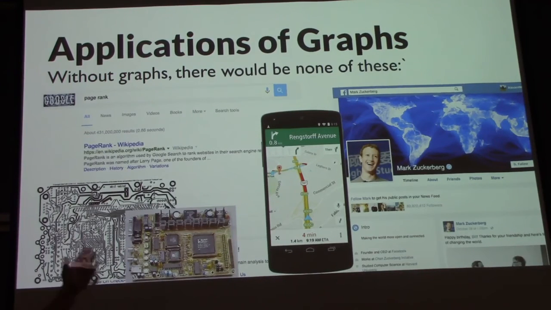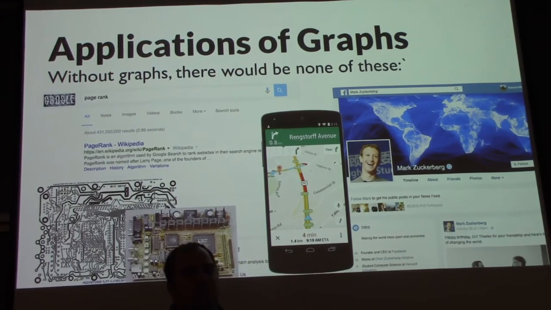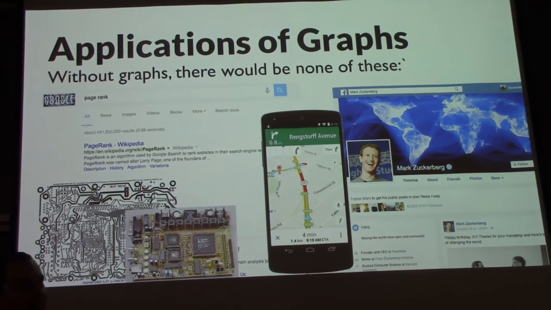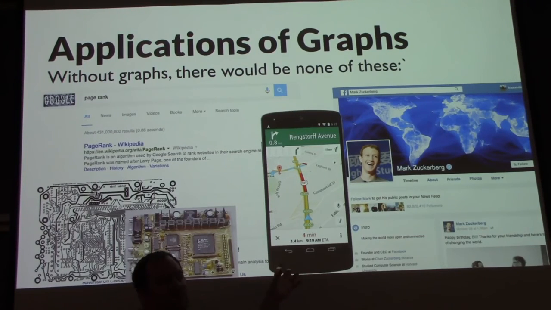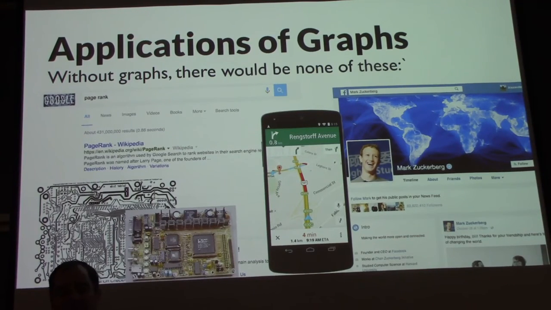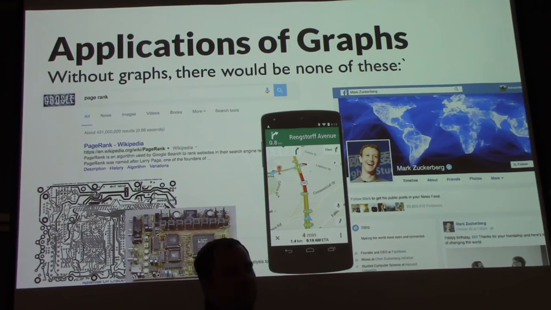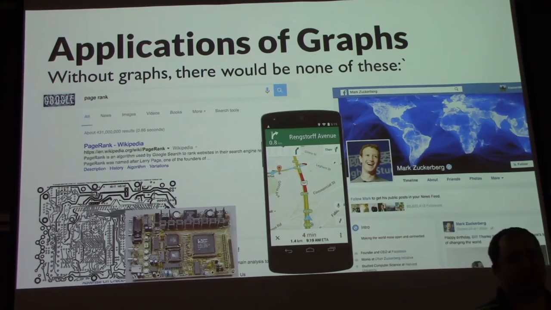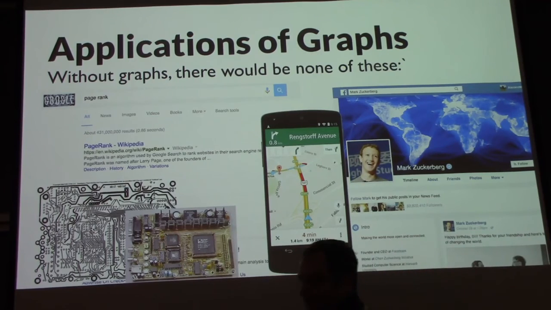The internet is essentially a big graph, and Google uses the PageRank algorithm, which is essentially a graph algorithm, to identify important websites. We have integrated circuits, which are based on graphs. We have street networks, which are graphs. We have social networks, relationship and friendship networks, things like Facebook or in actual real life, or things like Twitter.